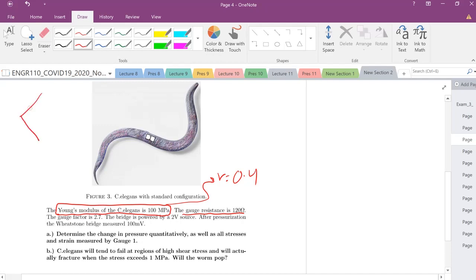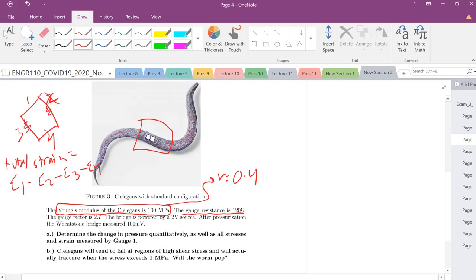So I remember 1, 2, 3, 4. We know that our total strain is going to be equal to, in the standard configuration, epsilon sub 1 minus epsilon sub 2 minus epsilon sub 3 minus epsilon sub 4. But in this problem, you can see that there's only one, so the rest of these are just resistors. Resistor, resistor, so we don't have to worry about any of these. So we are at quarter bridge configuration.